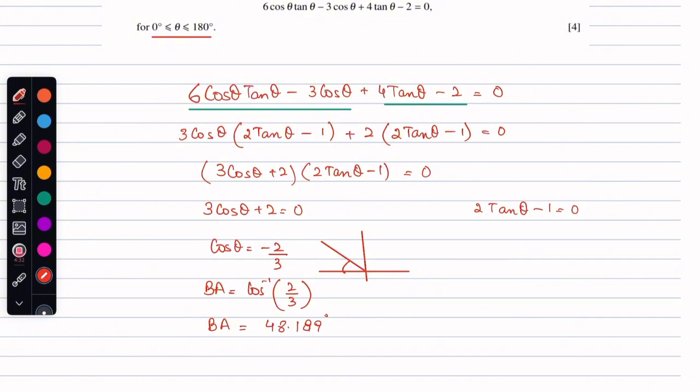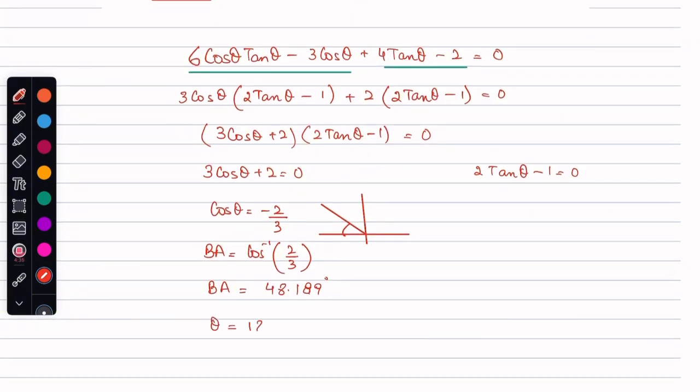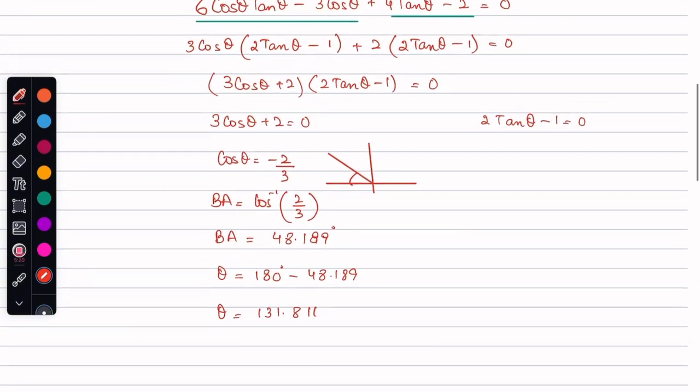48.189, or I can say that the theta value here then is going to be 180, the general angle, minus 48.189, and this answer shall be 131.811. And we know that the theta value has to be taken up to one decimal place. Therefore, this is 131.8 degrees. So this is one of the angles with respect to the cosine theta that I should be having here.